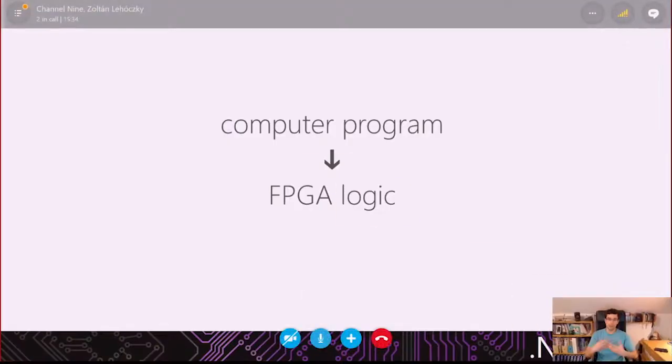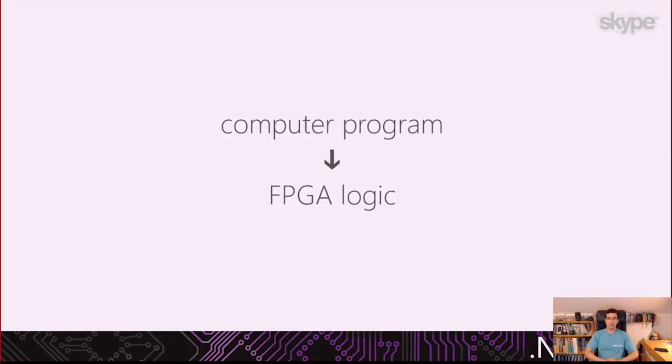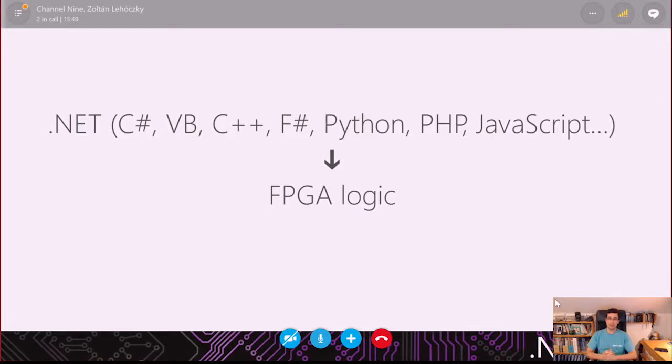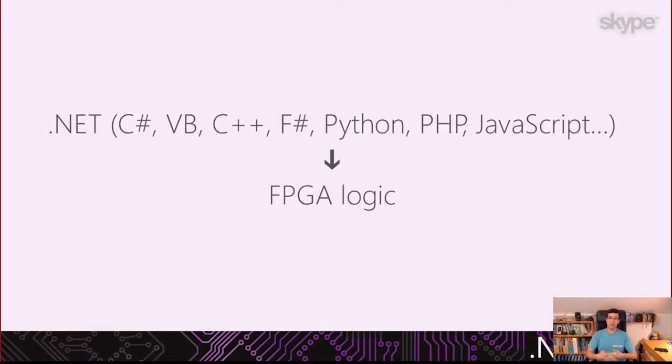All right, so let's get back to our train of thought. So again, what Hastlayer does is that it takes a computer program and turns it into FPGA logic. And not just any computer program. So we are on the .NET Conf, so probably it's not a huge surprise that we are talking about .NET programs. And the good thing is that Hastlayer processes .NET assemblies, intermediate language assemblies.